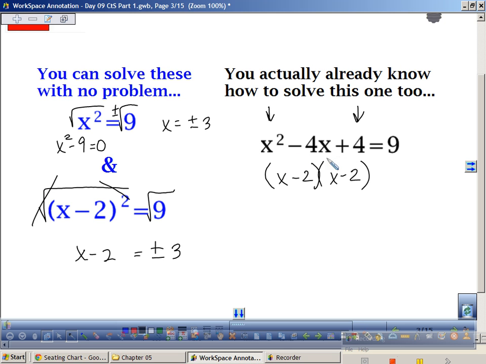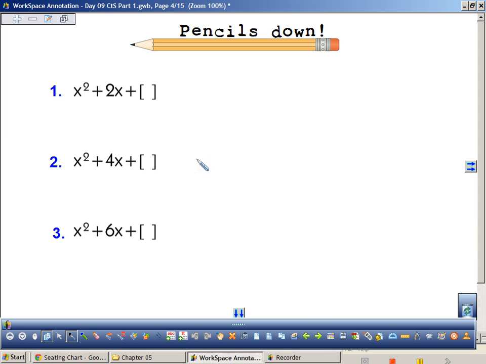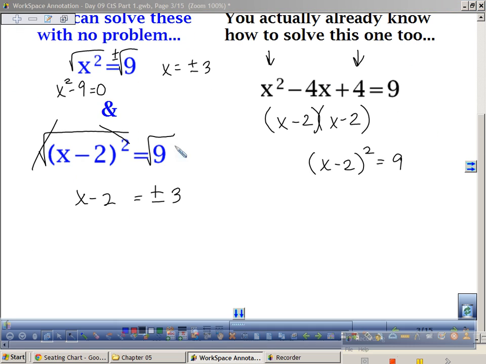So this is something you should have recognized from the beginning. This is x minus 2 squared equals 9, and then we are right back to here again. Take the square root of both sides. Okay, that's the direction we're heading. All right. I'm going to show you one more thing with this. Let me show you an area model here.